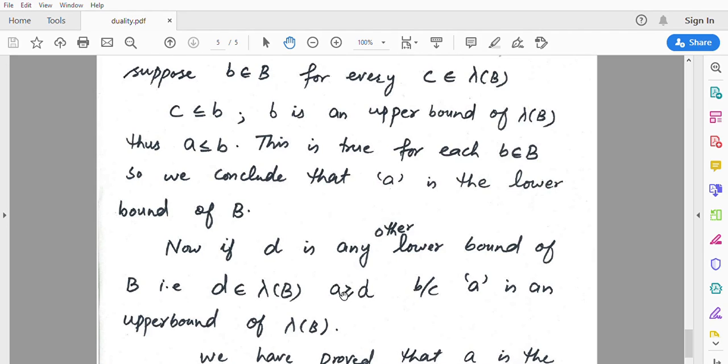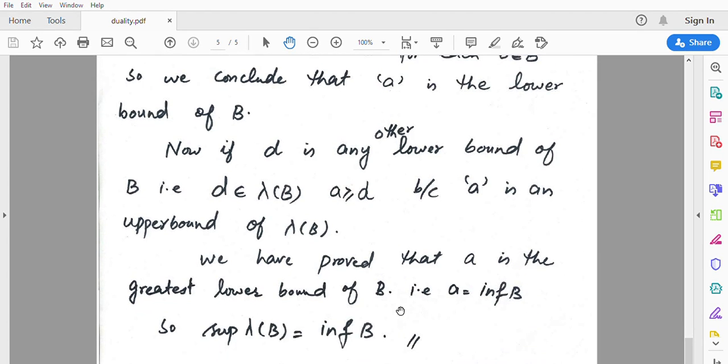And we have learned that A is greater than or equal to any other lower bound of B, so it means that A is the greatest lower bound of B. So we can write that A is equal to infimum of B. We supposed that A is equal to supremum of lambda of B, and we have proved that A is equal to infimum of B. So the supremum of lambda of B is equal to the infimum of B. This concludes our theorem. Take a deep look at it, and if you don't understand any of the statements, you can ask me. I'll explain.